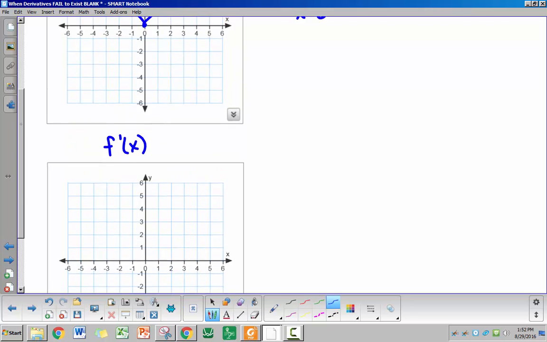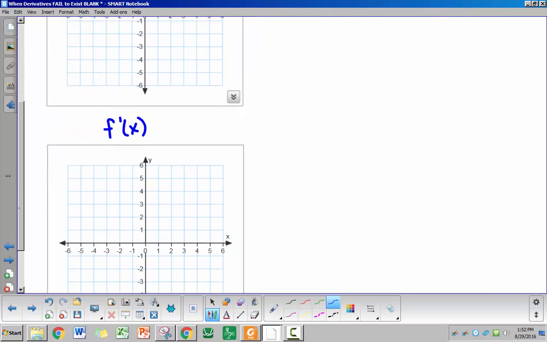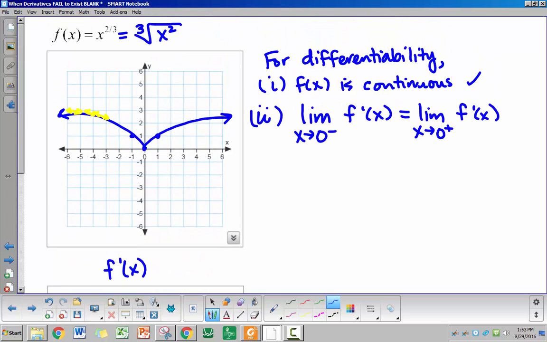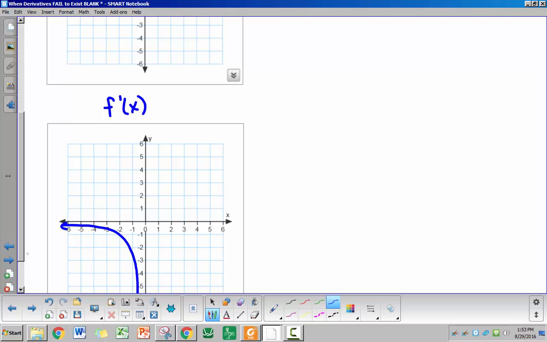we have small negative, right? Small negative, almost 0, to big negative. You follow that? And then to the right of 0, we have big positive to small positive. So what is that going to look like on the right side? That's right, Jordan. It's going to be big positive to small positive, almost 0.